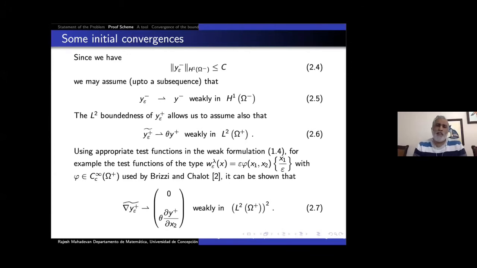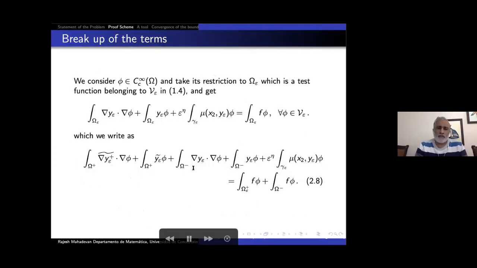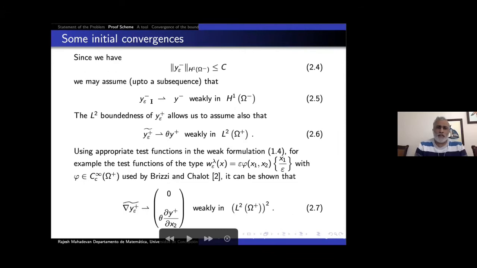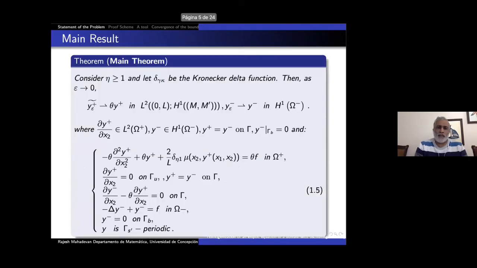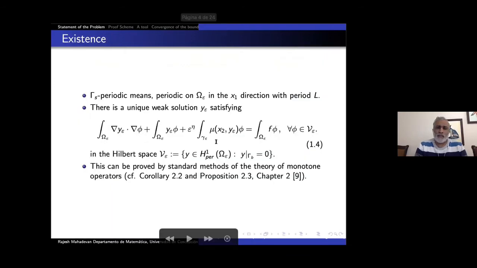So what do we have so far? We have the weak convergence of y epsilon in the lower part in H1, and then in the upper part you have the L2 weak convergence of the extensions by 0 of y epsilon plus and its gradient, and you can identify them properly. And so you can pass to the limit in all the terms except the terms which involve the gradient, the oscillating boundary, and that's where the difficulty lies.